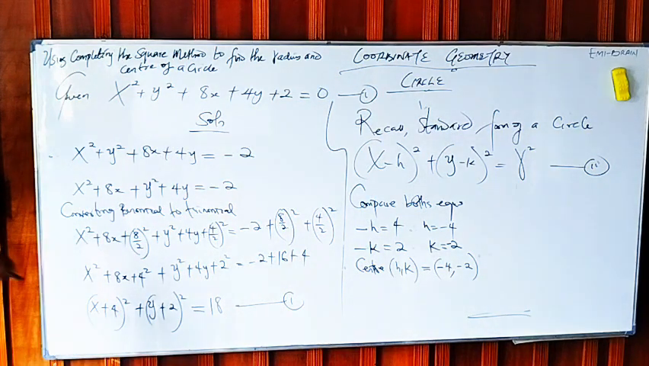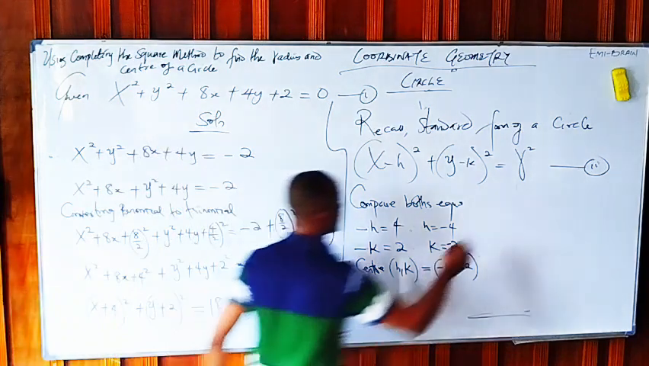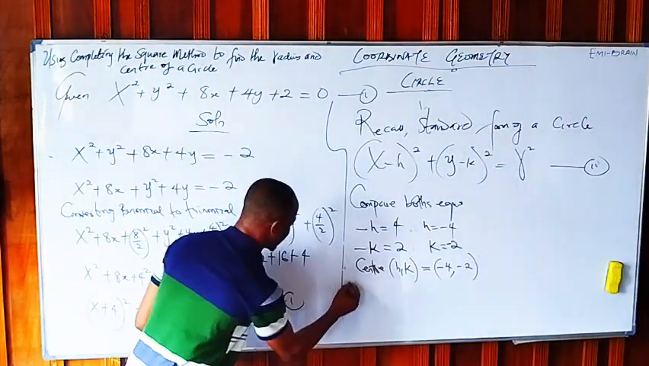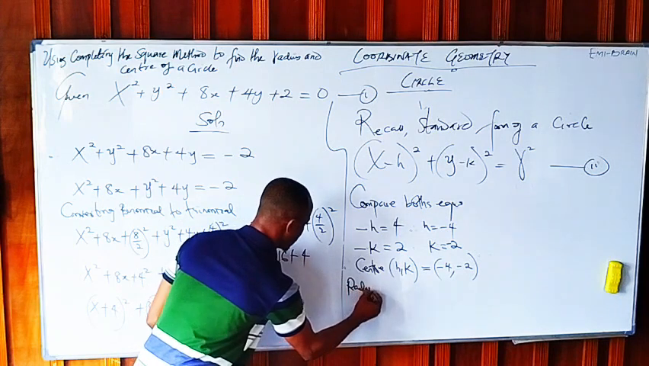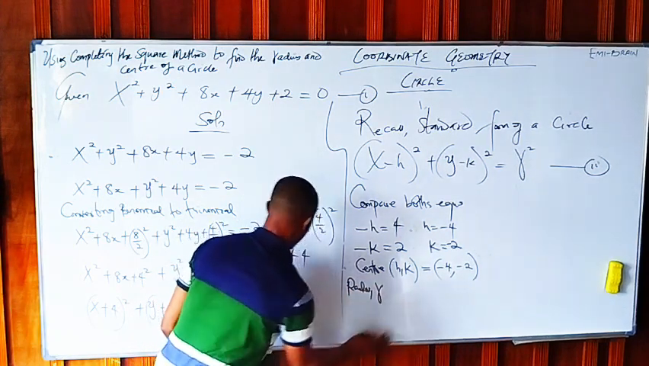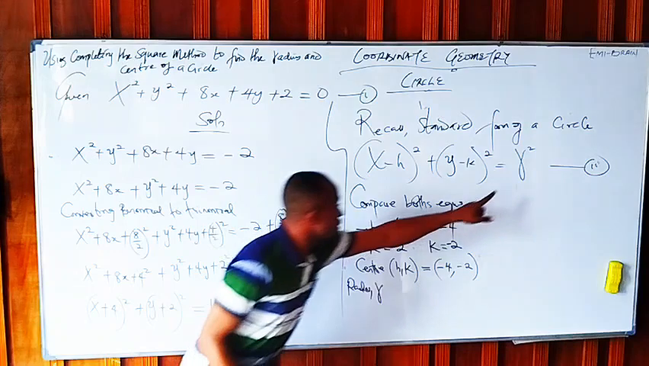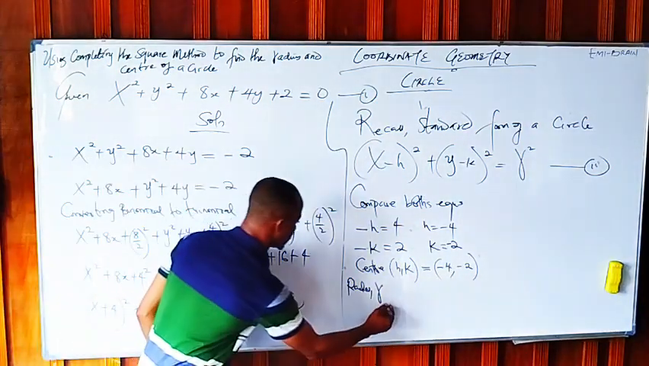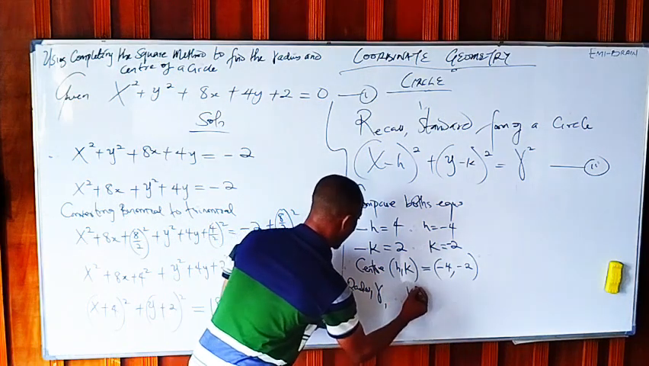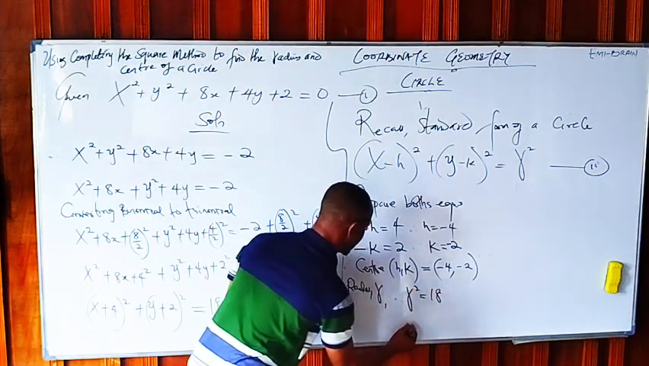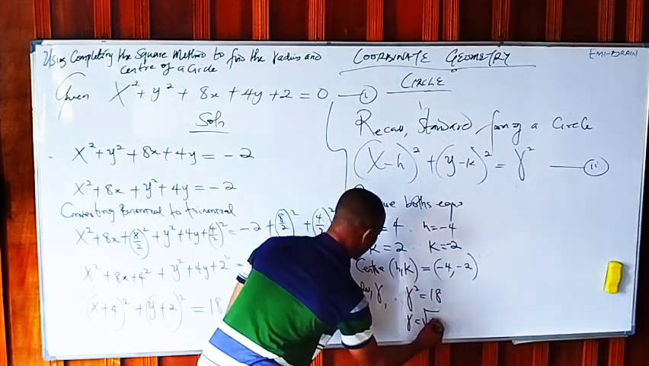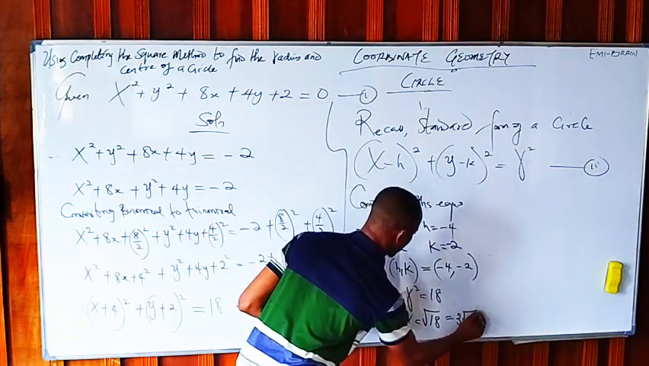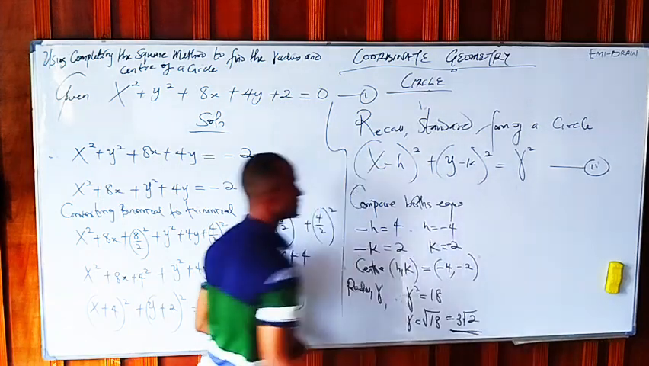Then the next one says find the radius, abi? Can we find the radius? For the radius, we compare r squared with 18. For our radius, we are going to say r squared equals to 18. Therefore, r equals to the square root of 18, which is same as 3 root 2. Final answer.